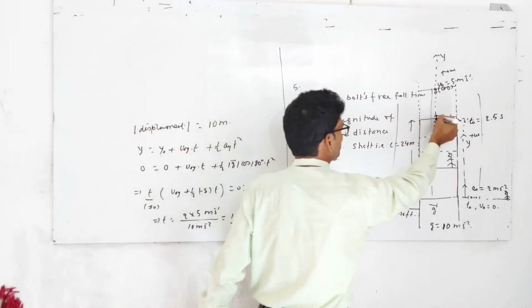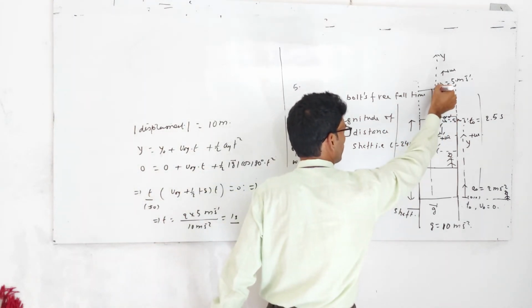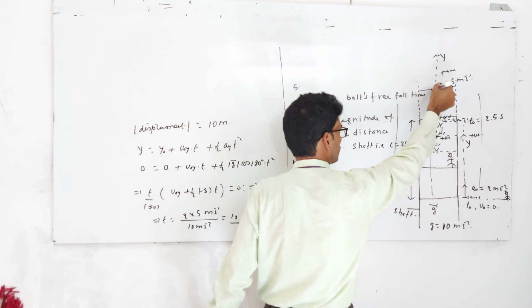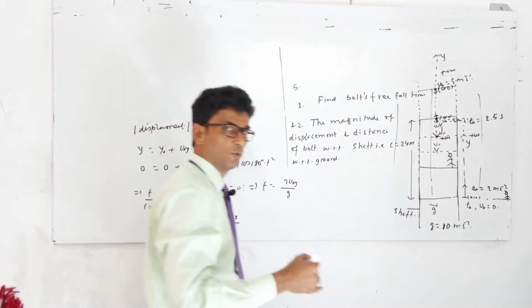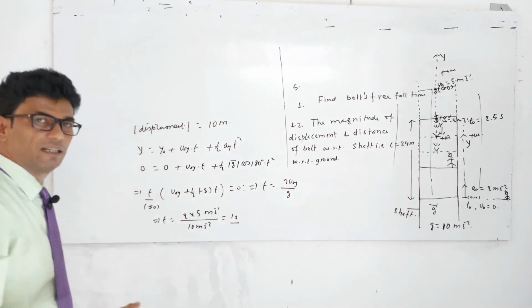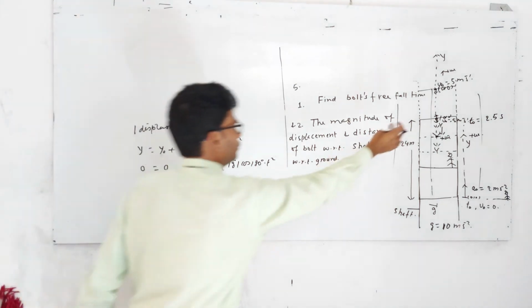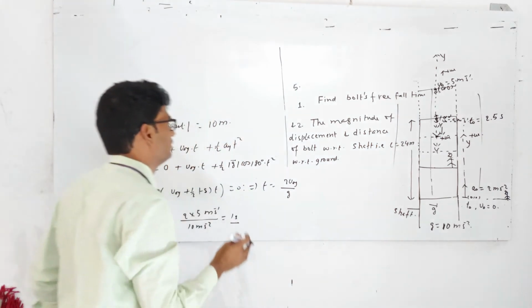So from here to there, we have to find firstly this and then multiply by 2, because we have to add this one also, and the y is already calculated, 10 meter. So we have to add up all these three and get the answer. So firstly, we use y motion in upward direction.